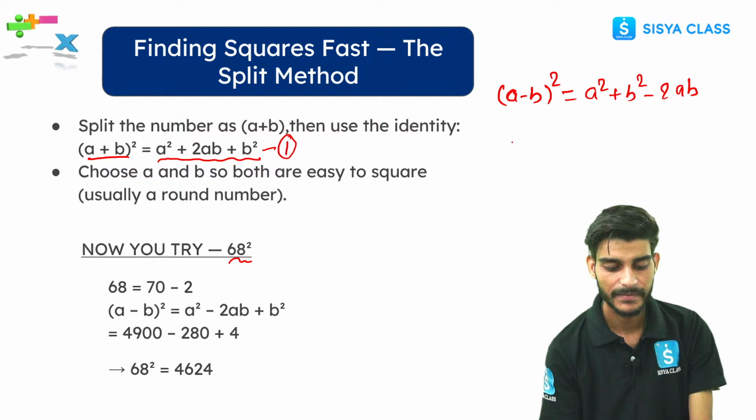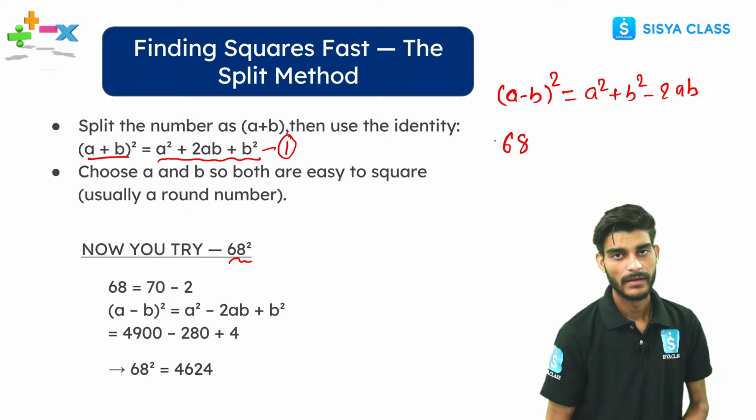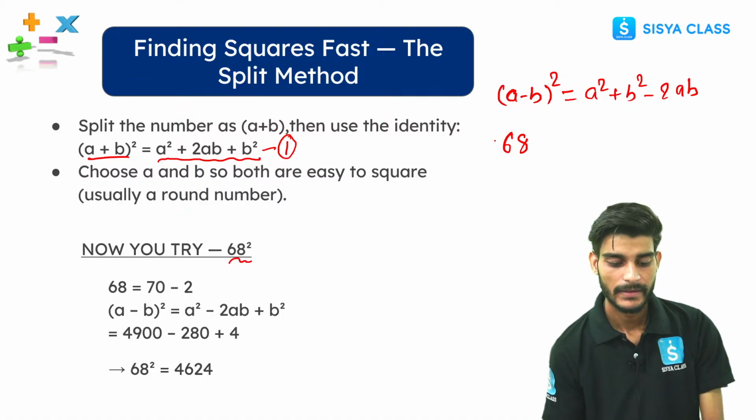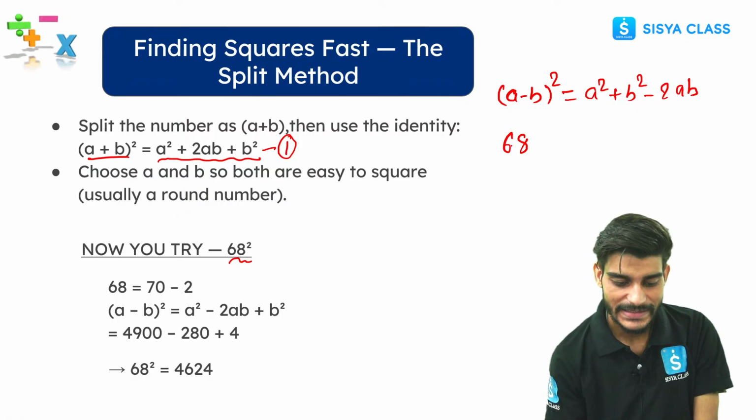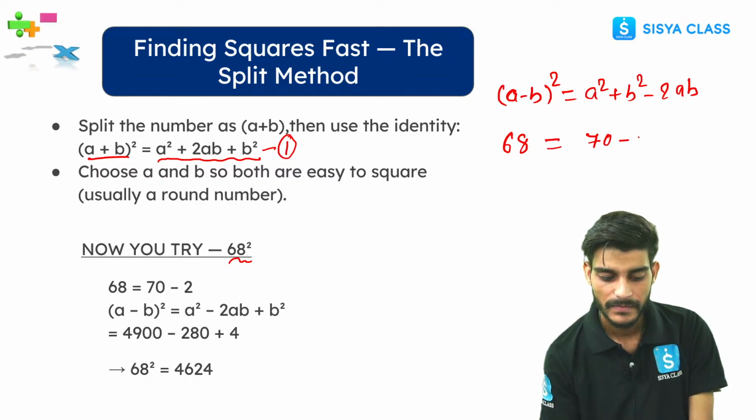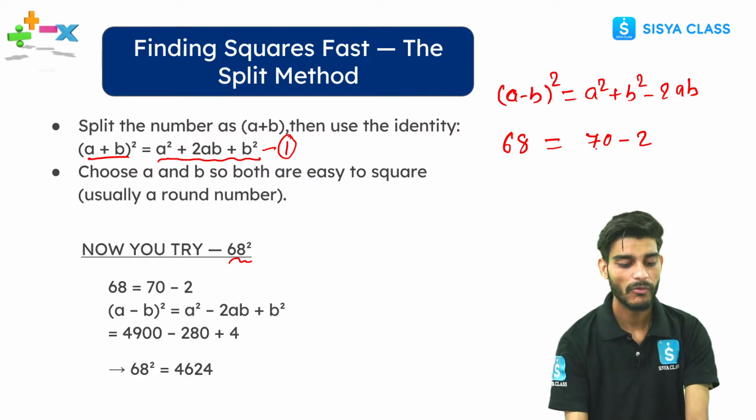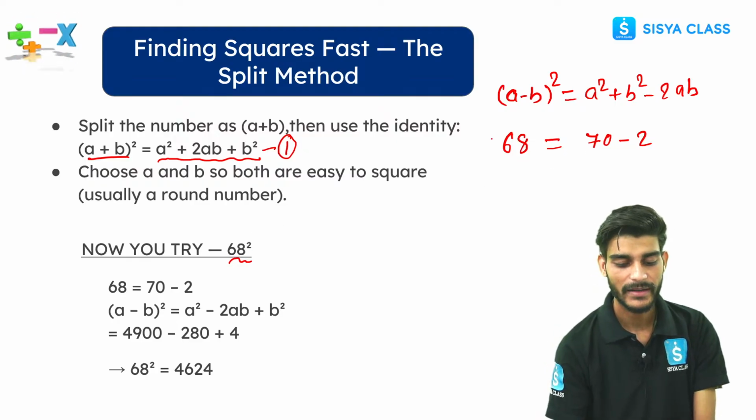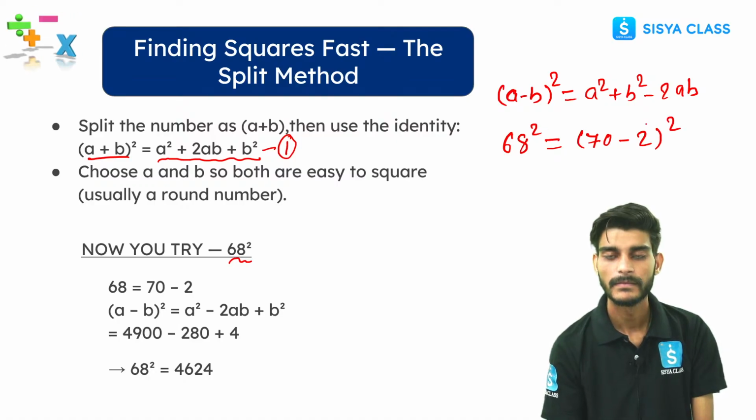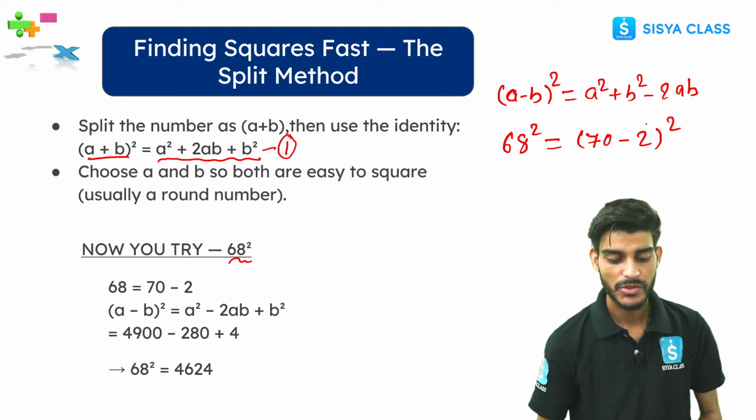So we have 68. Which is the closest number to 68 whose square is easy to find? 70, right? So can you write 68 as 70 minus 2? Now what you have to do? You have to find its square. So square both sides. 68 square equals 70 minus 2 square.